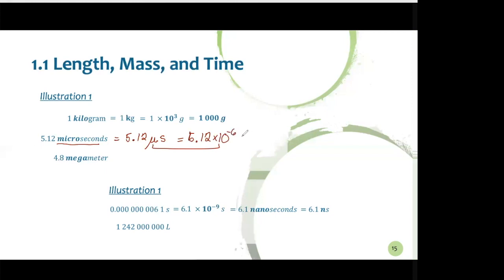-6. Very good, seconds. Now, our goal, so if you see a negative sign, that means that value is really small. So if I have 5.12, and my goal is to make it small, where should I move the decimal point? Left or right?